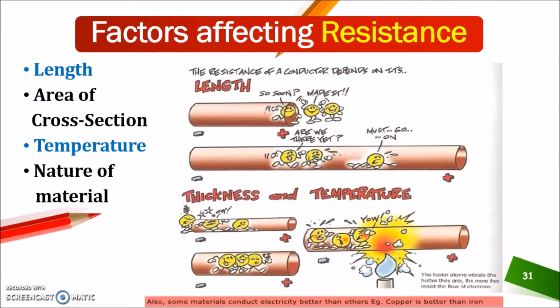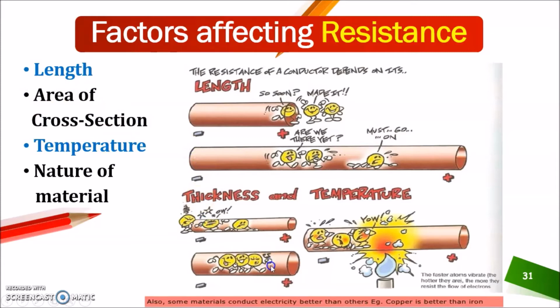Next is factors affecting resistance. This is the most important topic of this chapter. What are the factors on which the resistance of a conductor depends? First is length. Okay, if we increase the length, the resistance will also increase. Okay, it means length is directly proportional to resistance. Is it clear, students?